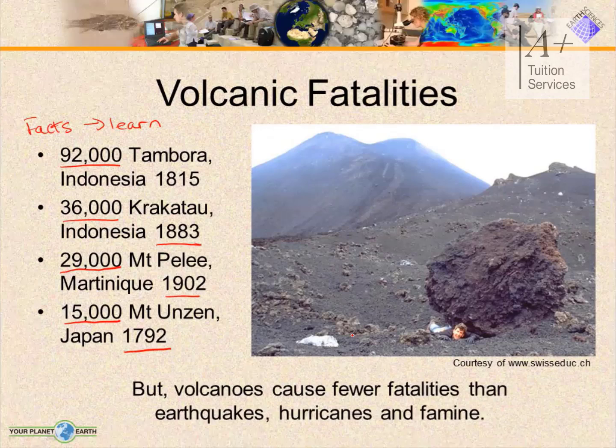But volcanoes cause fewer fatalities than earthquakes, hurricanes, and famine, right? But all these things, diseases and hurricanes, we could monitor, yes, but we have little time to evacuate. Earthquakes are unpredictable. Yes, we have earthquakes coming in and we have a few signs of it, but there's nothing to tell us we're going to get a big earthquake today.